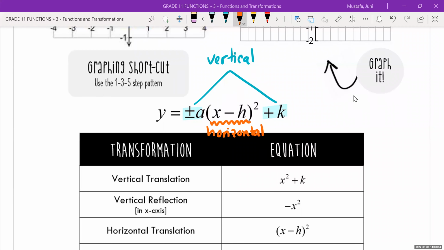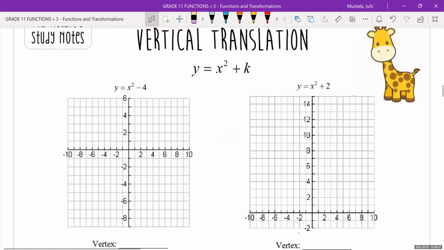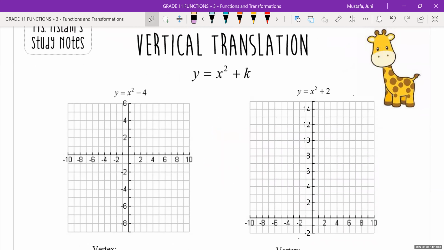The first transformation we're going to begin with is the number at the very end, the constant. In this case, it's called the k value, and that represents our vertical translation. It basically tells you how much your parabola is moving up or down, and you will find that number written after your x squared. It's going to require a little bit of flipping back and forth, but let's go to these two questions that are the vertical translation questions.